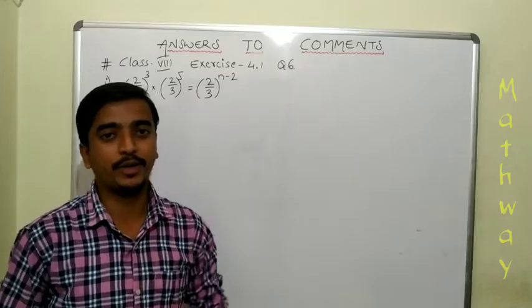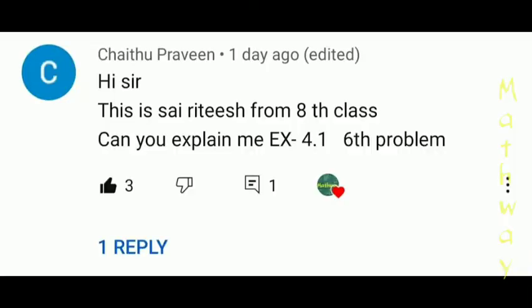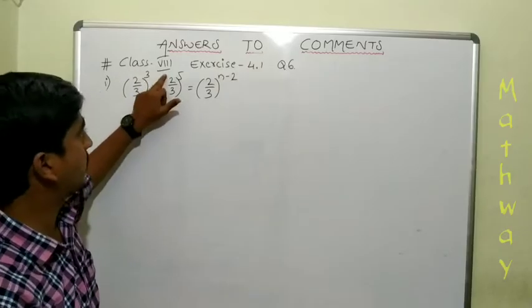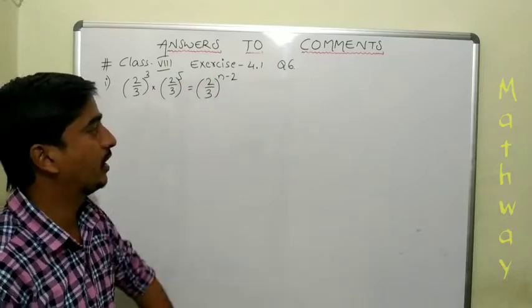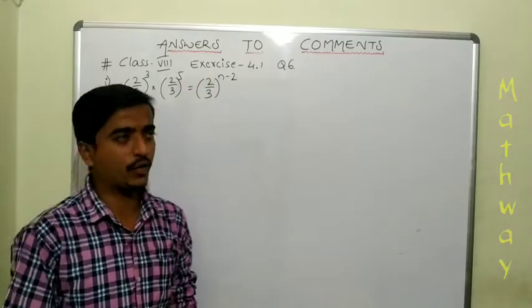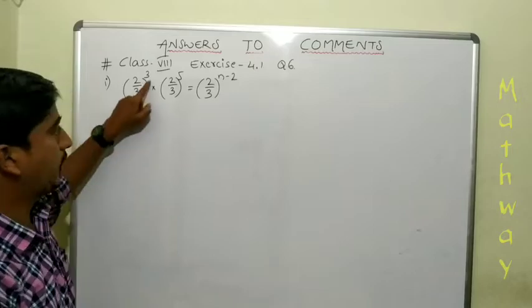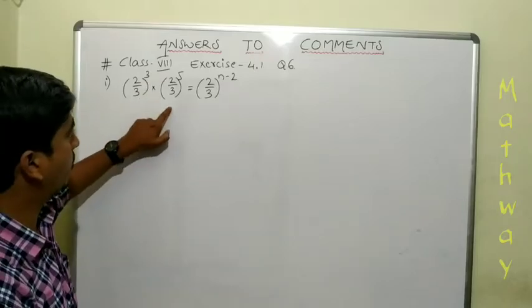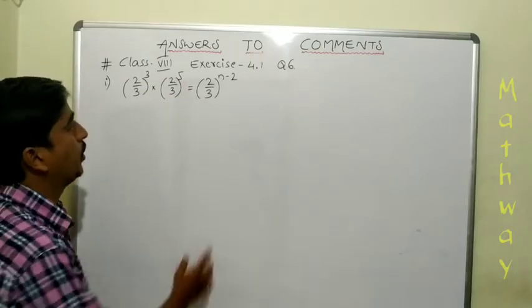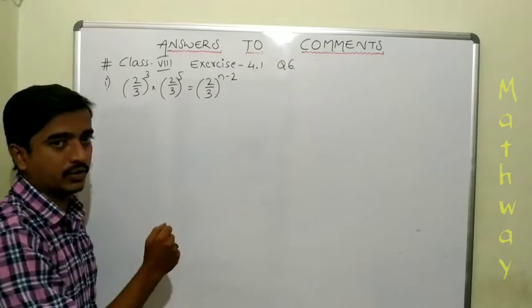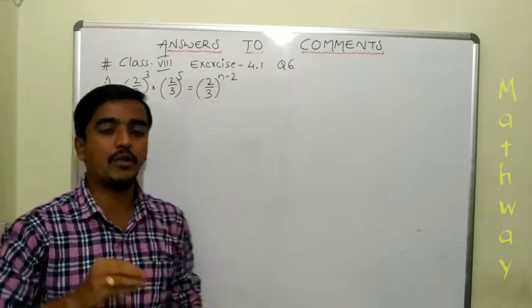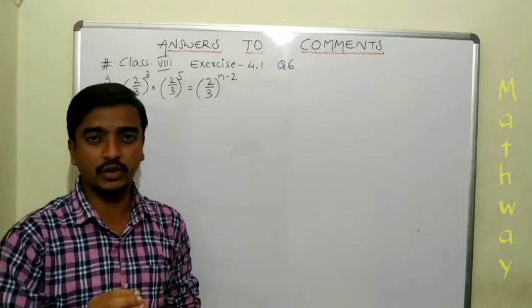So the third commented question is from 8th class exercise 4.1, 6th question. Find the n value in each of the following. So first one is 2 by 3 whole cube into 2 by 3 whole power 5 equals 2 by 3 whole power n minus 2. To solve this we have to be perfect in the laws of exponents.